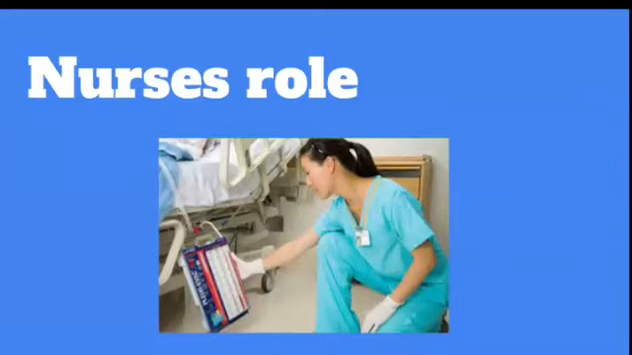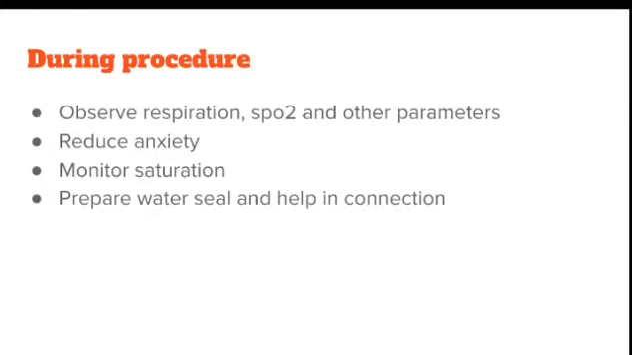What is the nurse's role? Nurses play a main role when handling a patient with an intercostal drain. During the procedure, as a nurse, you should observe the patient's parameters like hemodynamic status, respiratory rate and saturation, and help the patient to reduce anxiety during the procedure. Monitor the saturation level continuously. Prepare the water seal and help the doctor to connect it to the system.